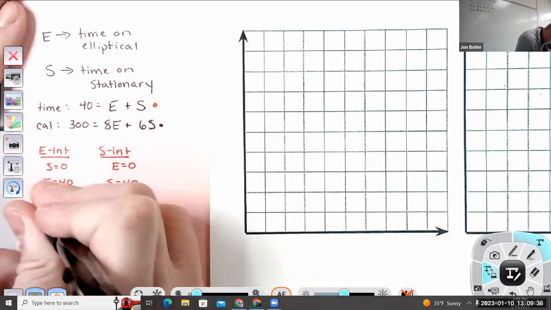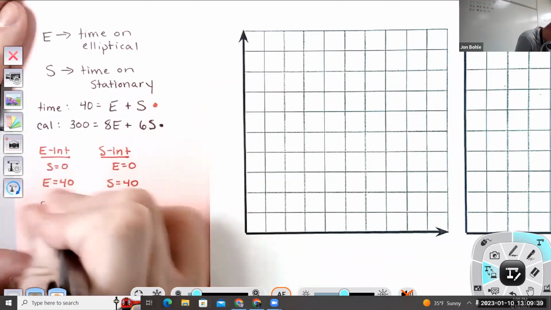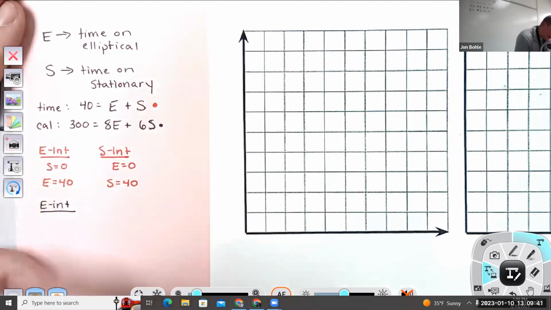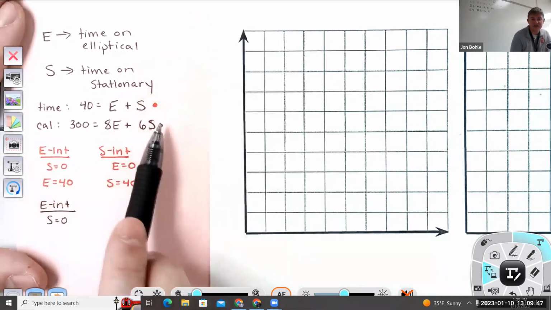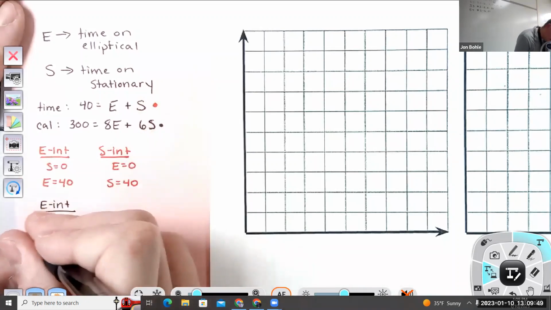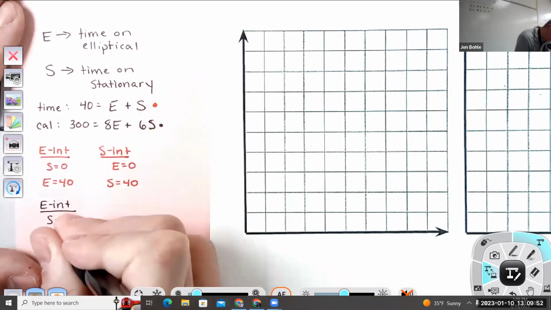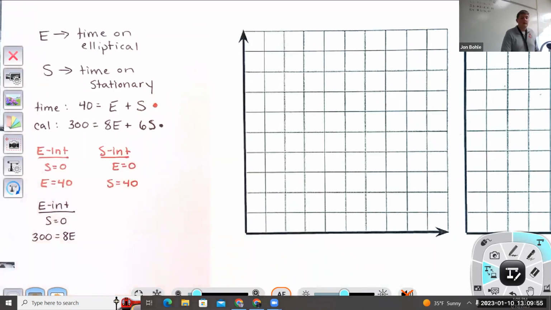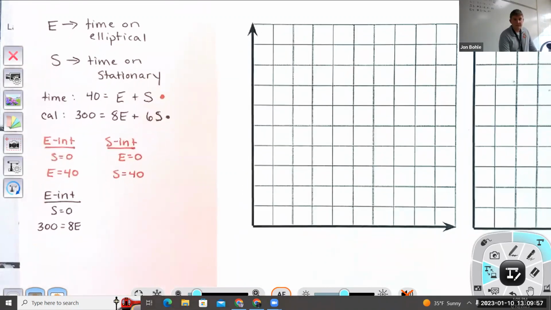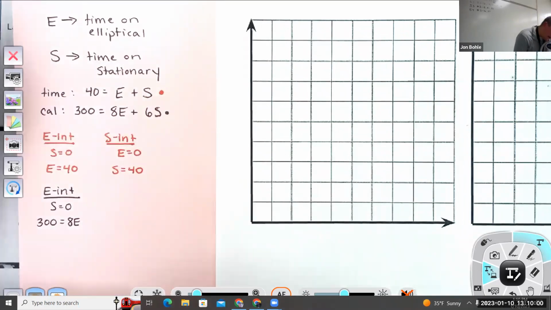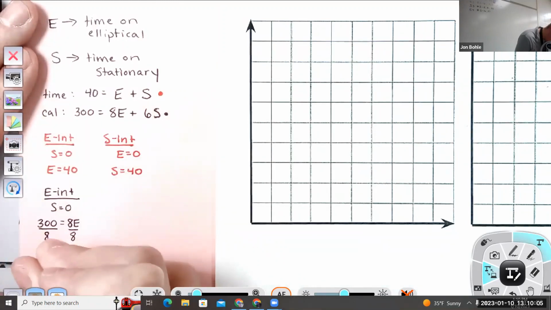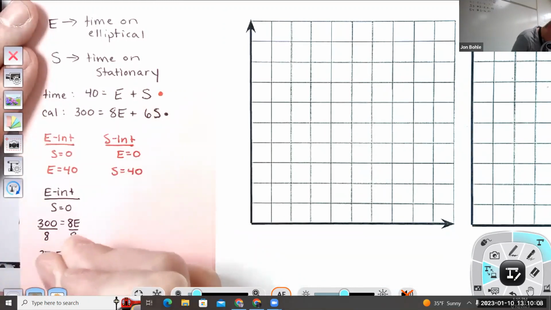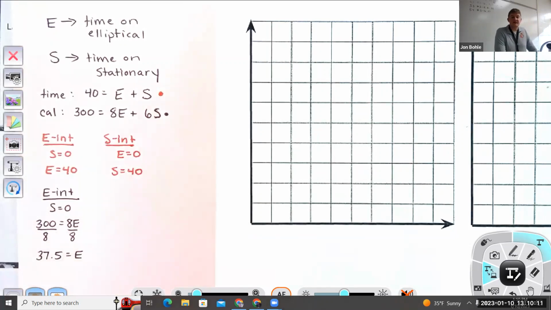We're going to do the same thing. We're going to find the E-intercept. E-intercept means S is equal to 0. If S is 0, the S term goes away, so this has disappeared. And now we're left with 300 equals 8E. Then I would divide by 8. So the E-intercept is 37.5 for the bottom equation, for the calorie equation.